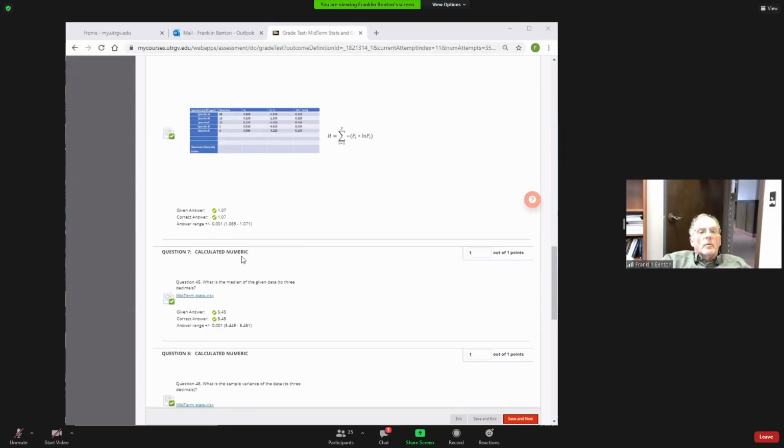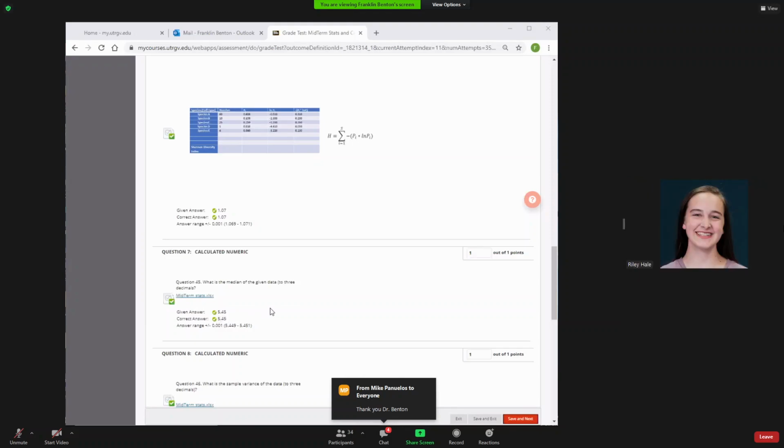Question 7. What is the median for the given data to 3 decimals? Dr. Benton? Yes. So when I would open up the Excel files, the copy that it opened in, I don't know what was happening, if it was a problem on my end, but I was not able to open the descriptive statistics program.